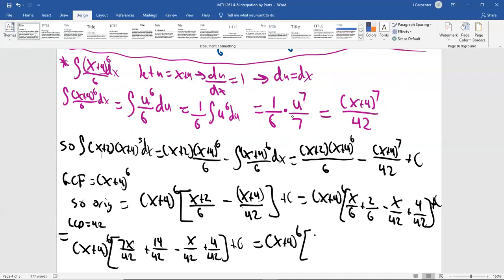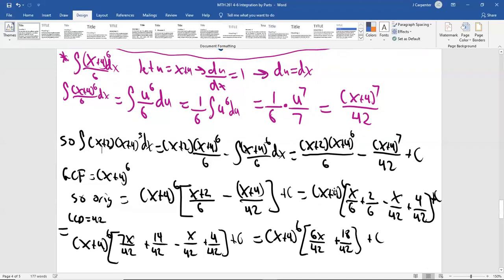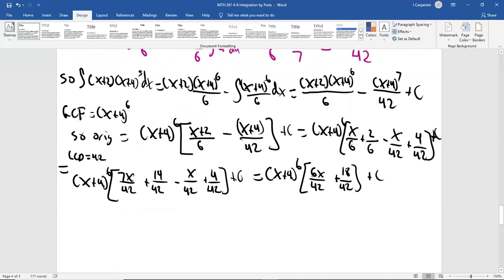7x minus x is 6x. So that's 6x over 42. And then maybe minus, maybe plus. 14 plus 4 is 18, so plus 18 over 42. Then your plus c. Let's go ahead and just write that as one fraction and reduce as much as possible. If you do, you'll get 21. So 3x over 21, and then 9 over 21.